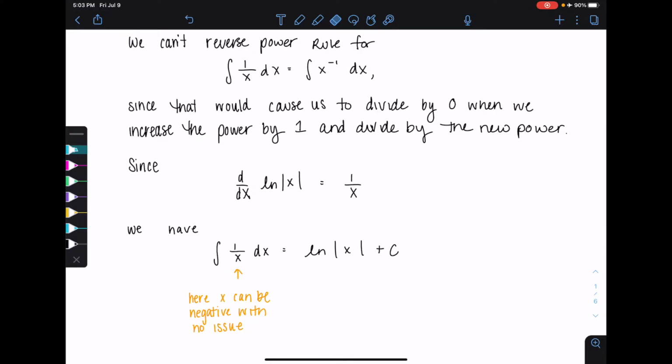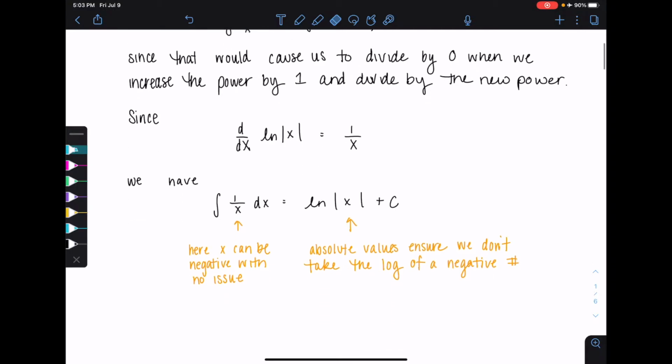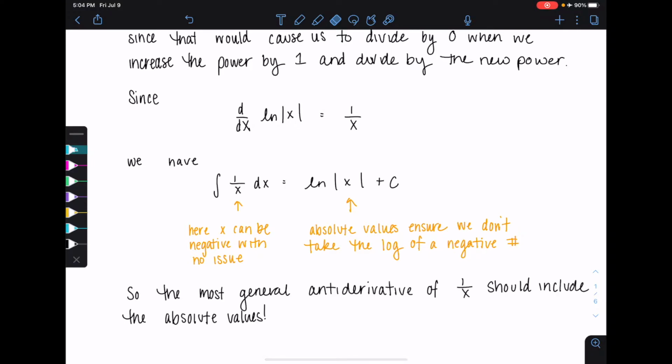But the main problem is over here, x can be negative with no issues whatsoever. No problems plugging in -2. But for my natural log function, we absolutely have problems with that because I cannot take the natural log of -2. So these absolute values ensure we don't have the log of a negative number. So ultimately, the most general antiderivative of 1 over x has to include those absolute values. So be cautious when you're going through this. If you don't put the absolute values, you don't have the problem right. Now, if you are evaluating it at bounds and the bounds make it so that it's positive, no problems then.